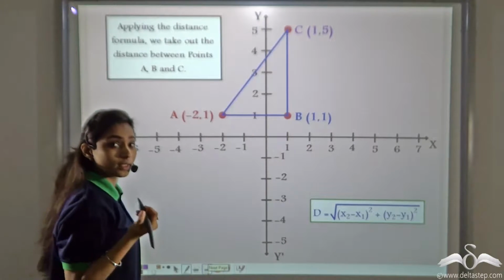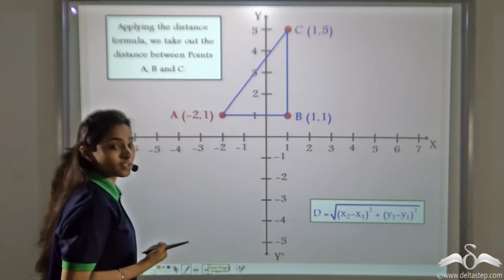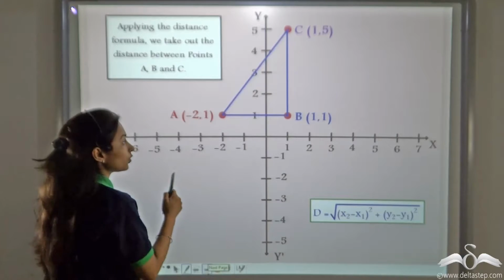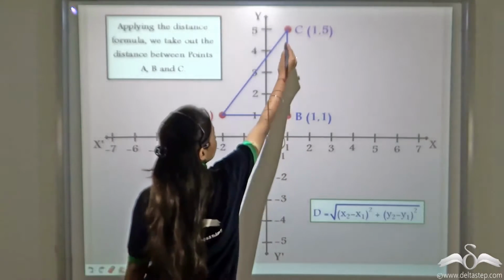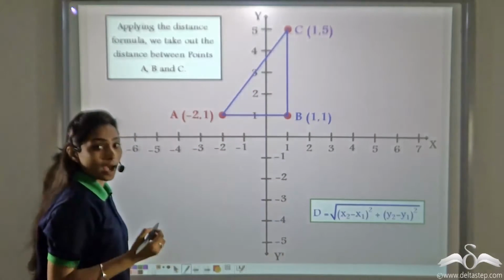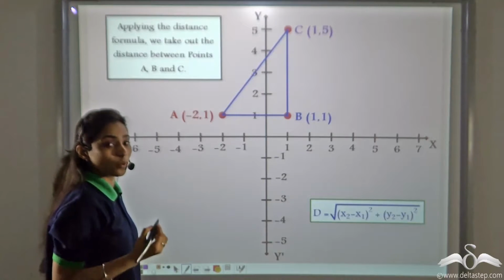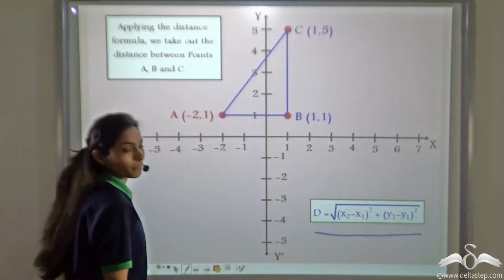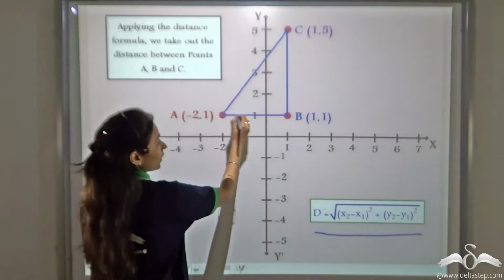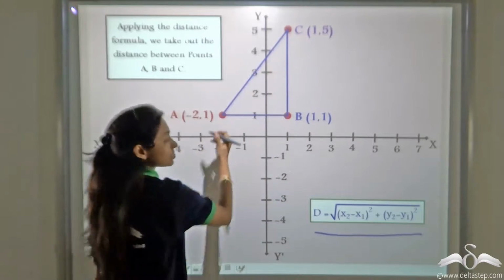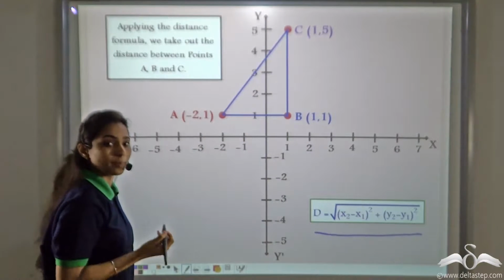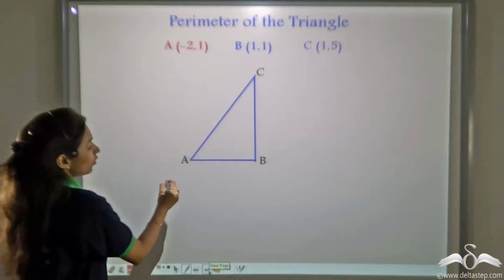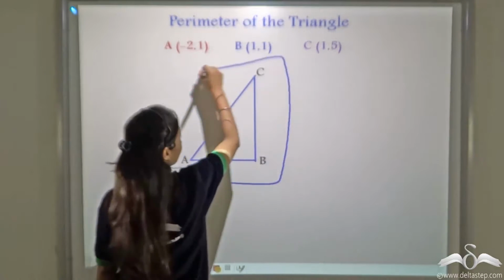Now you are familiar with the distance formula, which we have learned in the previous lectures. So in order to find the perimeter of a triangle, what do you do? You find the distance between the vertices of the triangle. And to find the distance between the vertices, what do you need? You need the distance formula. That is this. So let's find the distance between AB, BC and CA so that we can find the perimeter of the triangle. So we have to find the perimeter of this triangle, ABC.